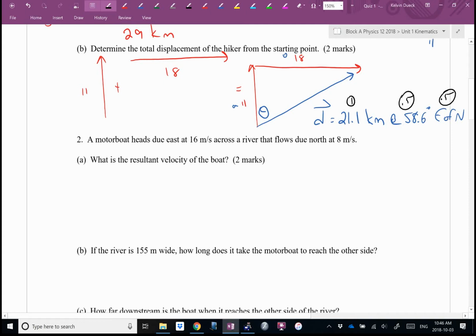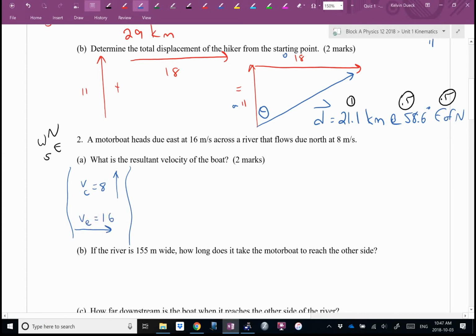Number 2. A motorboat heads due east at 16 meters per second across a river that flows due north. I see compass directions. You probably already have a compass rose higher up on your paper, but since I've scrolled down, I don't have it, so I'll put it there. The river flows north, so this river is going to run this way. The current is 8. And the boat motor, the engine, is 16.